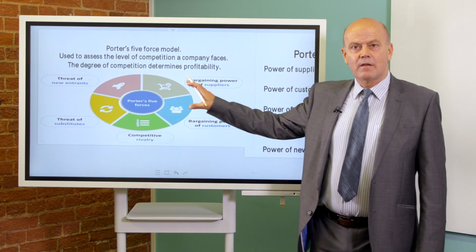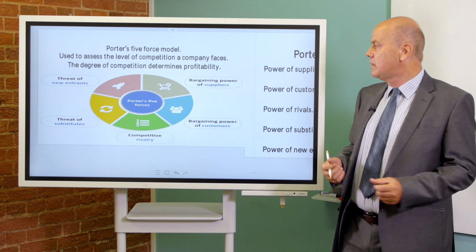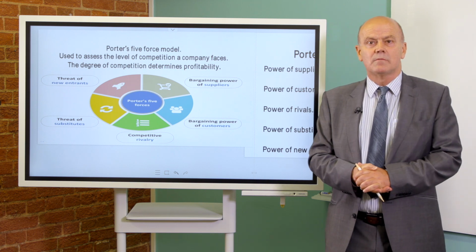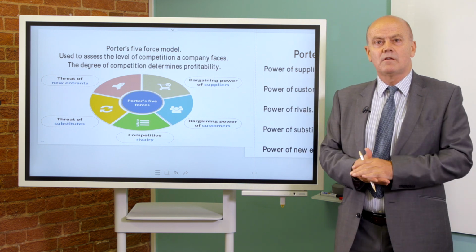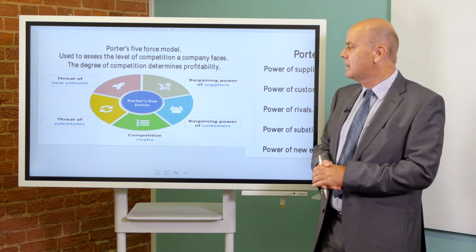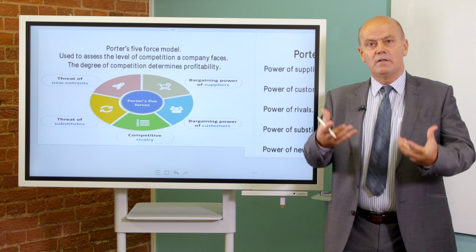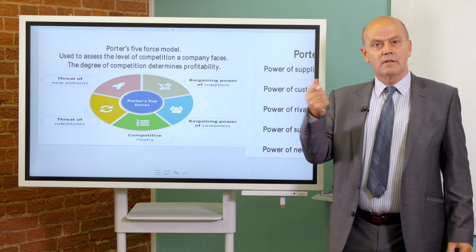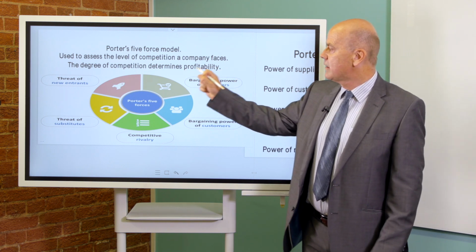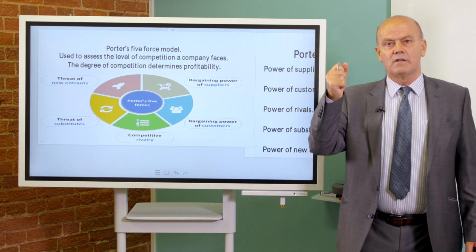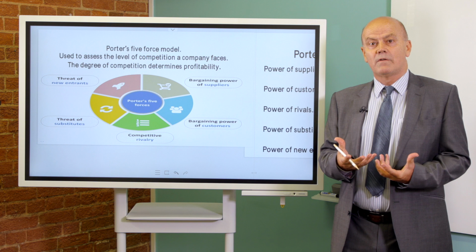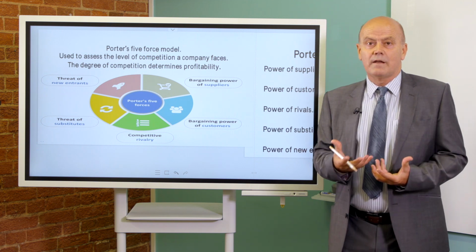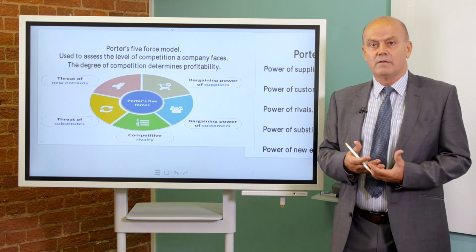Right, we're going to talk about the most important model you can find in business and management. Porter's five-force model, super important. Michael Porter wrote it in 1980, and it's very much in use today. Why is it important? Well, basically, it tells you the level of competition in your industry and therefore the level of profit that you're likely to make from your company in the future.